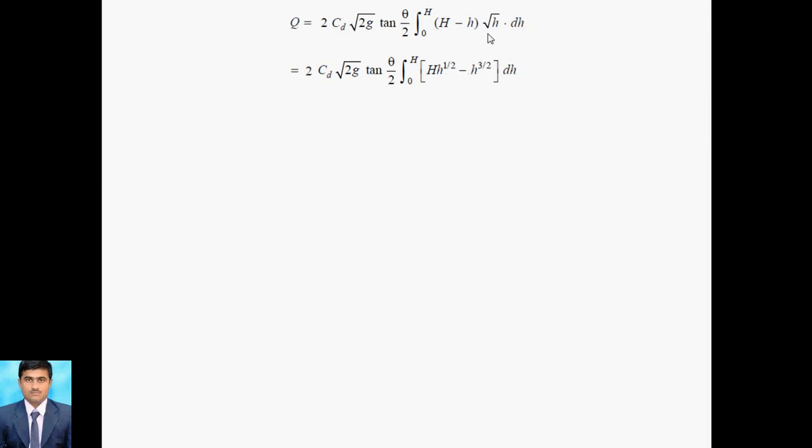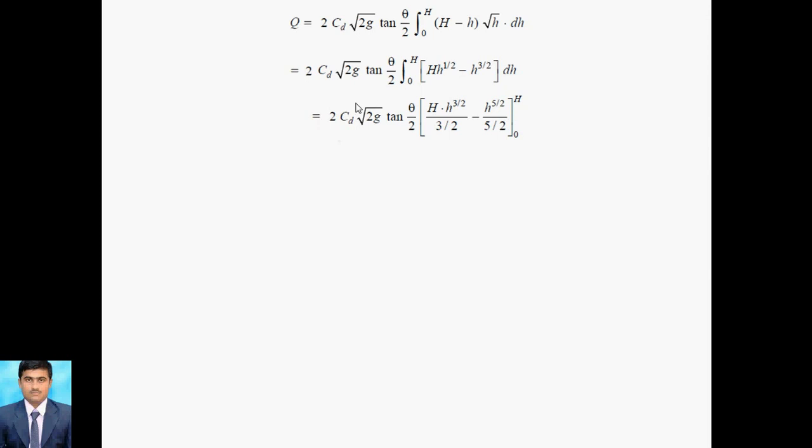Okay, after multiplying this we will get a value like this, because 1 plus h raised to half means h raised to 3 by 2, only multiplying with this, so we are writing a square bracket. Now we integrate on that side, so H as it is, small h is there, so h raised to 3 by 2, and h raised to 3 by 2 plus 1 means h raised to 5 by 2.